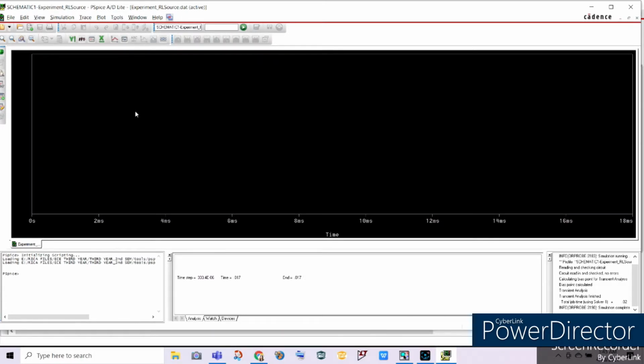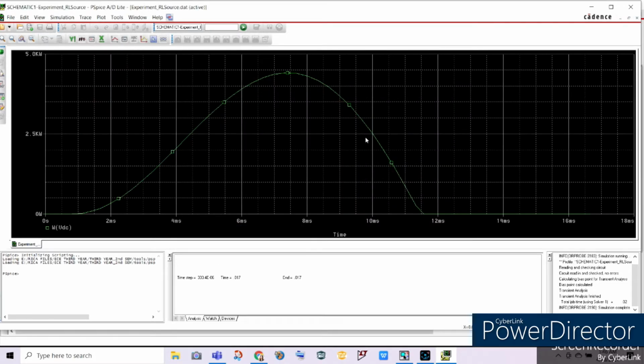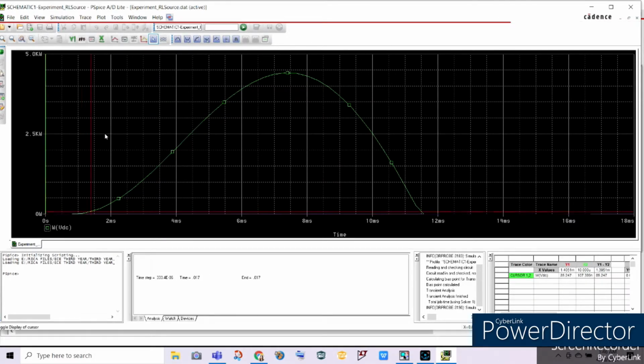Now, to add a trace of the power across our voltage DC source, let's click this W(VDC) here. As you can see, this is the power across our voltage DC source. Now let's turn the cursor on and measure the peak value of the power across our voltage DC source. As you can see, the peak value is 4.404 kilowatts.